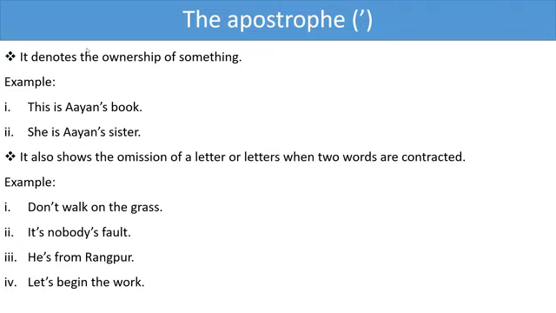Here are the examples. Don't walk on the grass. We have used here an apostrophe instead of writing do not walk on the grass. We have written here don't walk on the grass. It's nobody's fault. We have used apostrophe S in two places. First one is it is. We have written it's. Nobody's. We have used another apostrophe S. Then number 3, he is from Rangpur. Let's begin the work. Instead of writing let us, we have used an apostrophe S and we have written let's begin the work.